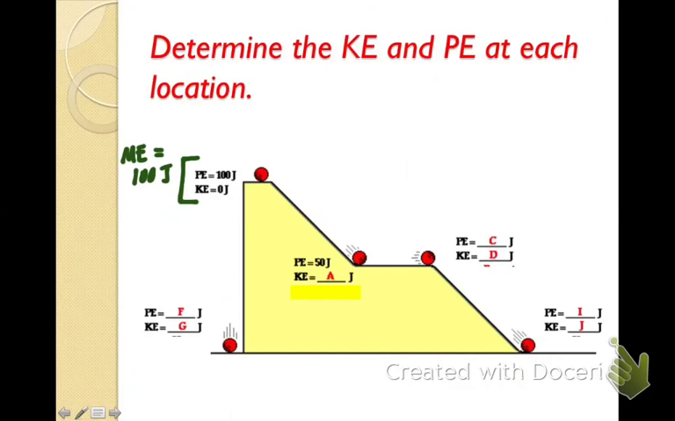So at each location, the total mechanical energy is not going to change based on the law of conservation of energy. So if that's true, then my value for A is going to be 50 joules. And if I come over here at C and D, my height has not changed, and I'm moving along a level space. So what's going to be true of C and D? 50 joules here, 50 joules here. This one's a little too easy.